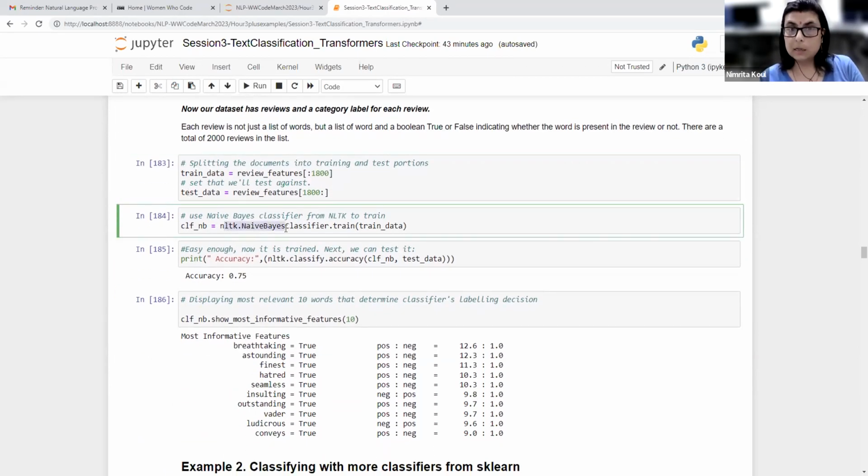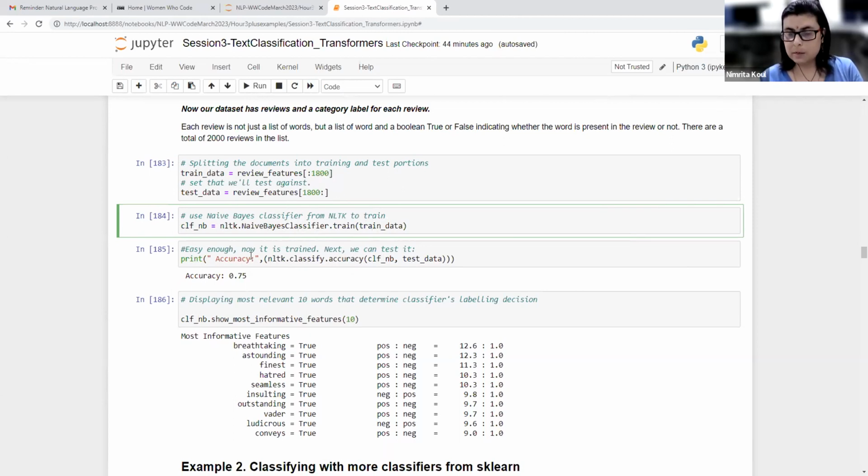We are training the built-in Naive Bayes classifier of NLTK using the training data. The name of this NLTK classifier is clf_NB. In this case, this is a user-defined variable name. You can use any name. This is a built-in algorithm in the NLTK library, and we are calling it using nltk.NaiveBayesClassifier, calling the train function on it. We are training it on the training data, which is nothing but your first 1800 reviews.